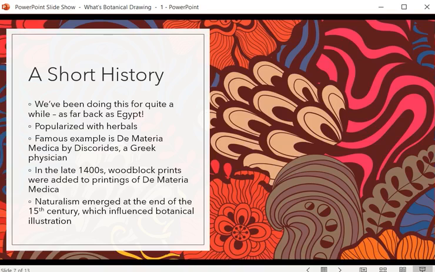And in the 15th century, around the same time, naturalism emerged. Now, as opposed to earlier when things got a bit stylized, naturalism was focused on accurate depictions of life, as accurate as humanly possible. And this influenced botanical illustration.